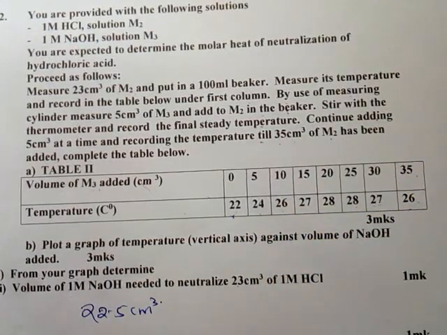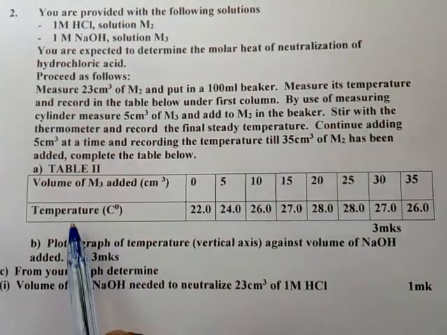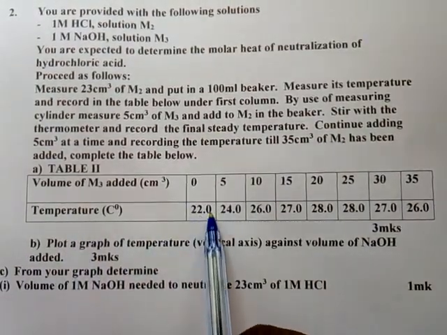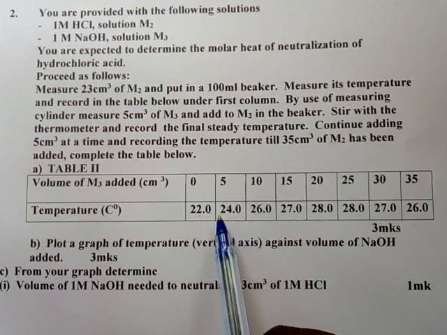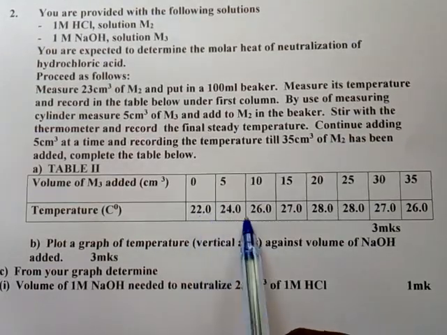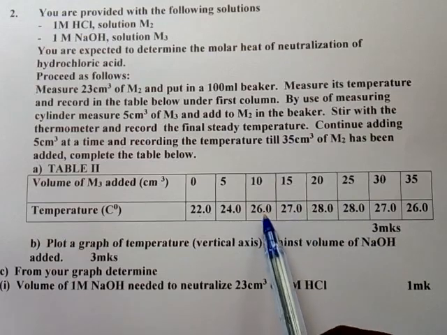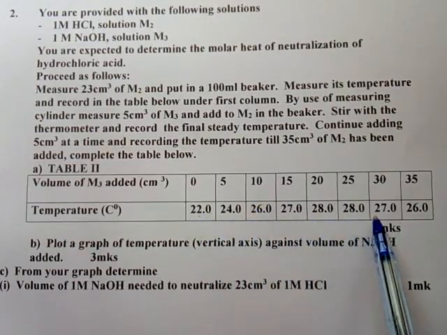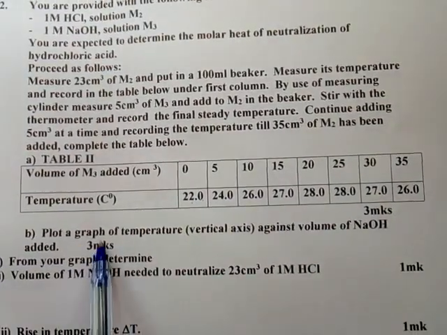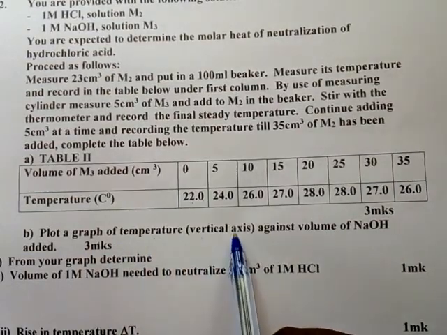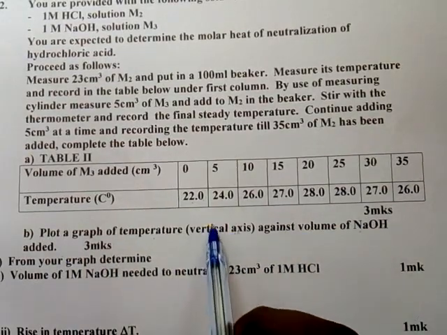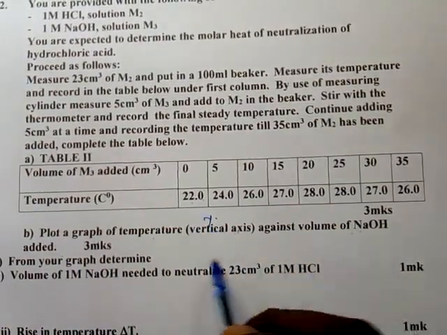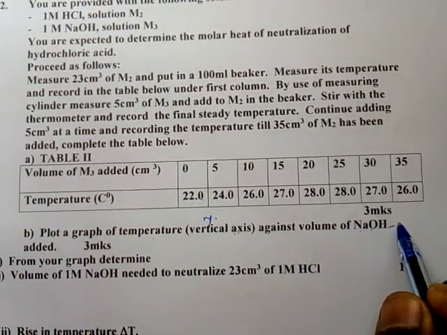It is important to record temperature to 1 decimal place, because sometimes your temperature reading can be 22.5 and you have not included the decimal point in your table. So it is important to record temperature to 1 decimal place. That is the temperature we are going to use to plot a graph of temperature, on the vertical axis, against volume of sodium hydroxide added. The vertical axis is the y-axis, and sodium hydroxide will be the x-axis.